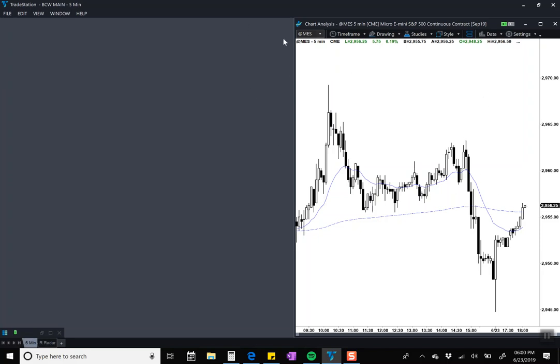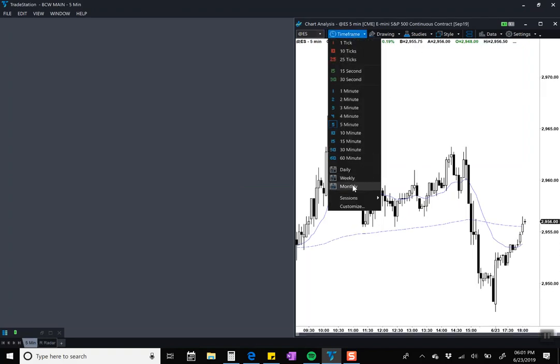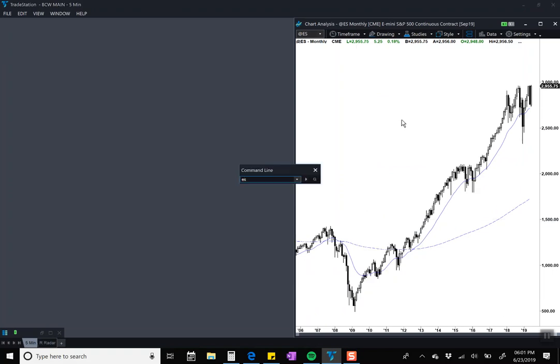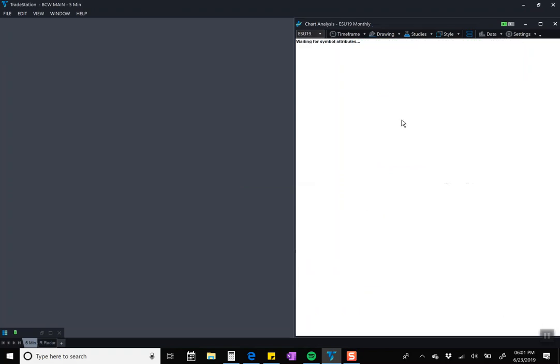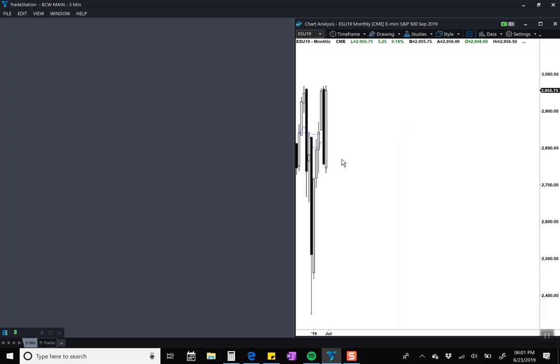So I could forever keep it, a great example is ES. I could go to a monthly chart and it'll forever look this way. However, if I went to the ES U19, which is the current contract, there's the monthly contract. It'll be a little skewed.